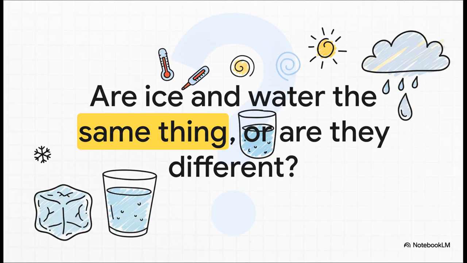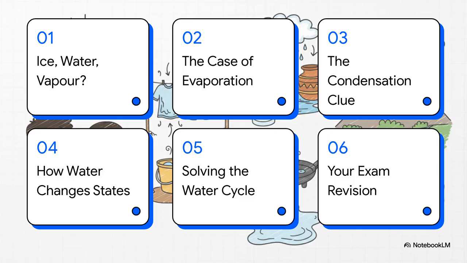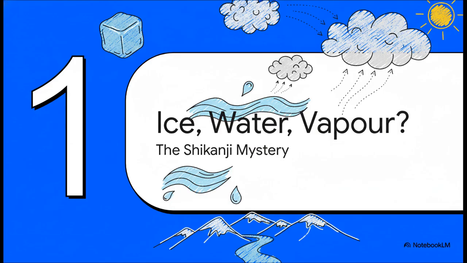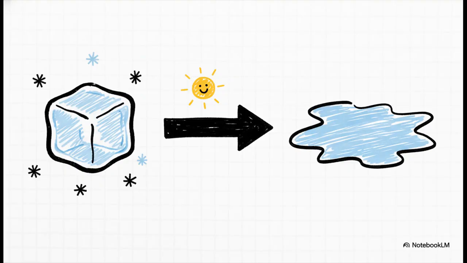Let's do this. Okay, here's our plan for today's mission. Think of these as the case files we need to solve. We're going to go through each one, step by step, until we've cracked the whole chapter. Ready? First up, let's solve that shikanji mystery once and for all, and figure out what these states of water really are.